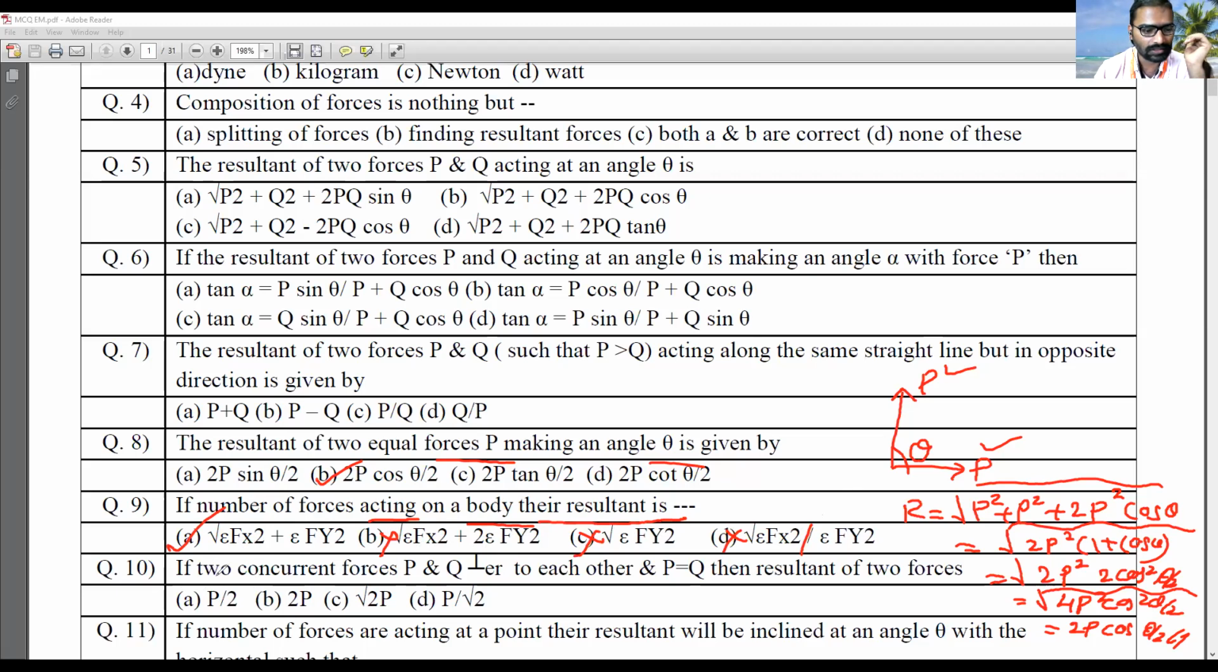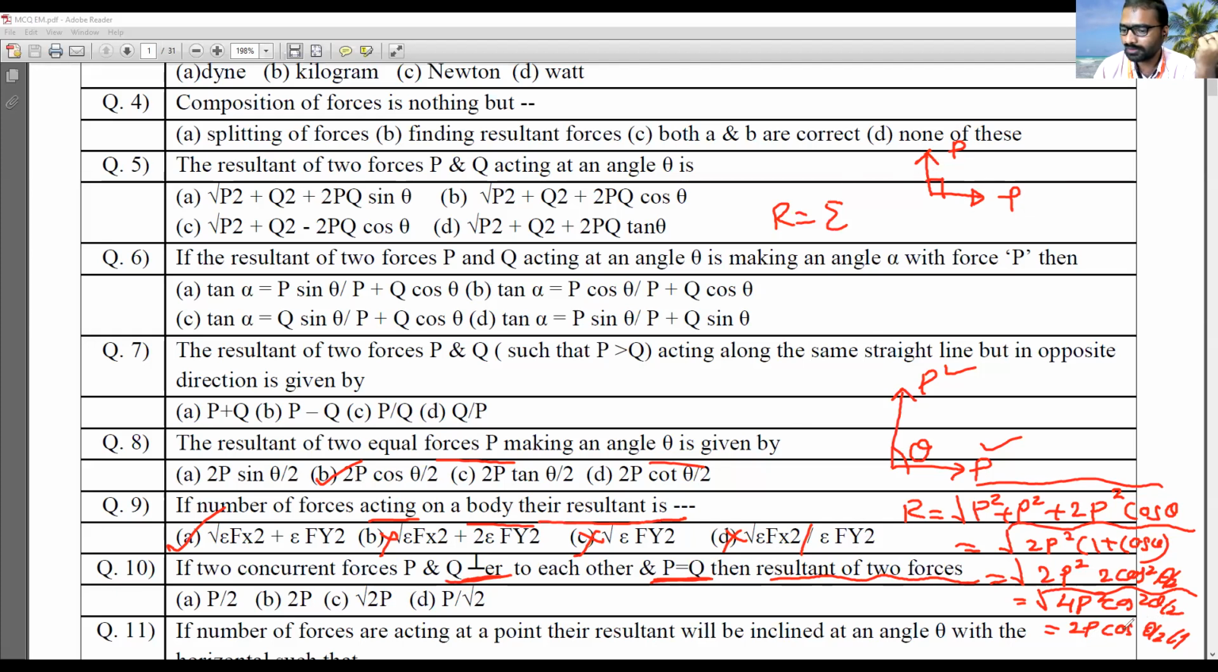Okay. Next, the 10th one. If the two concurrent forces P and Q are perpendicular to each other and P is equal to Q, then the resultant of the two forces is given by. See, I will draw the diagram. This is P, this is Q, and P is equal to Q. The angle between these two is 90 degrees. Apply the same formula here and you will get the same answer: 2P cos theta by 2. Theta is 90 degrees, so 90 divided by 2 is 45.